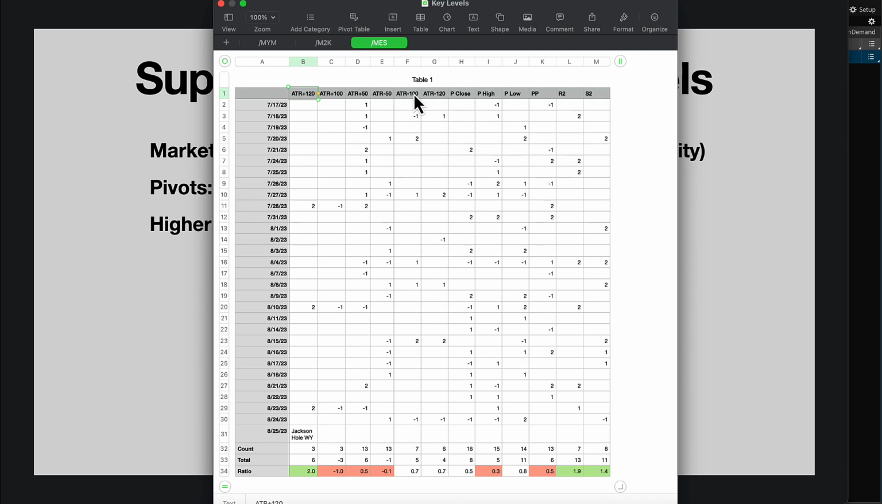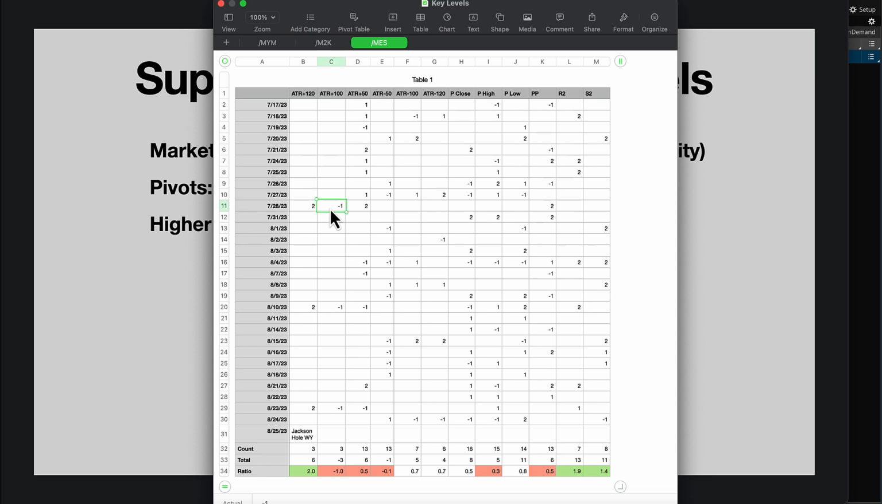And what I did is I went through each of these days, and if a level was a solid brick wall in which prices met that level and reversed, whether to the upside or the downside, it got a value of 2. If prices held at that level and didn't go beyond that level, but didn't actually reverse, then it got a value of 1. If prices blew right through that level without even blinking an eye, then it got a -1.